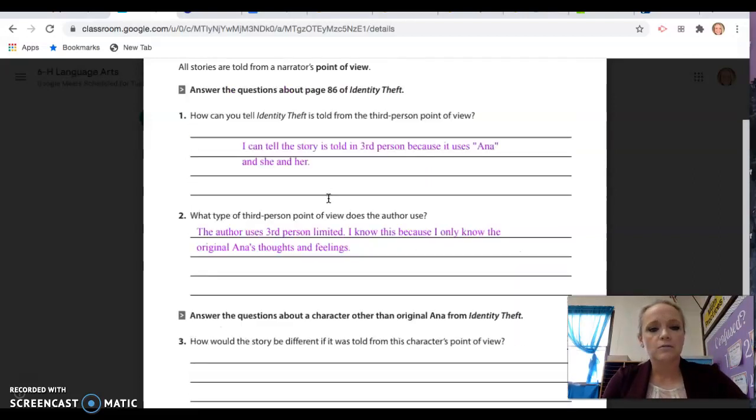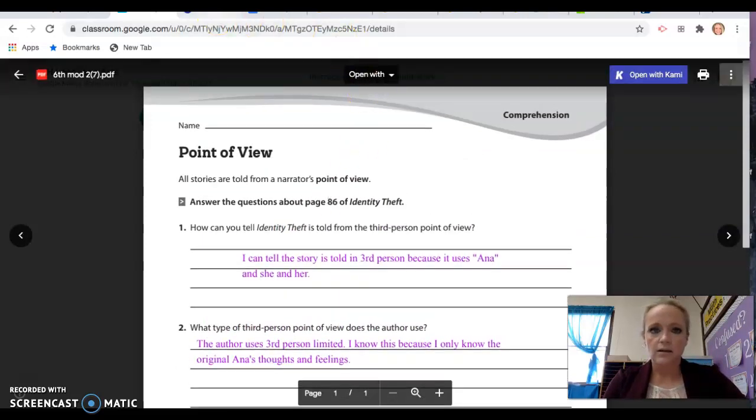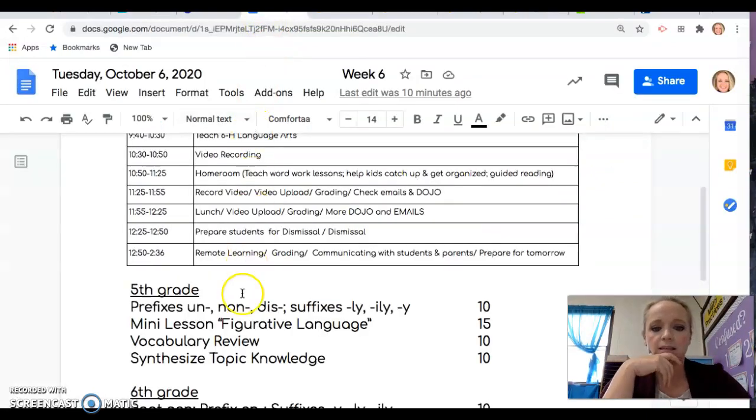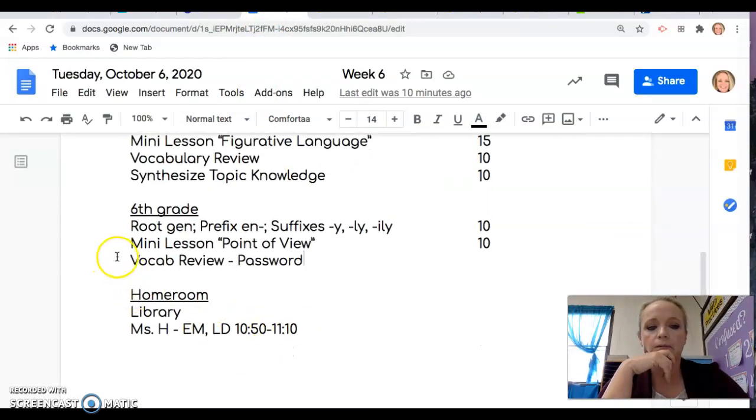After you answer those 2 questions, this page is done. That is the only work that you have to turn in: the prefix and suffix page and the point of view page. And so you will go in, and I think you have a button over here that you can turn in. And then if I go back to this, we did play a vocab review game. Oops, right here, vocab review. And that was it for today.